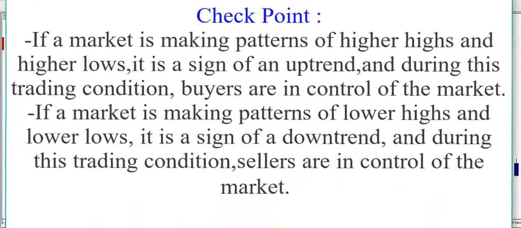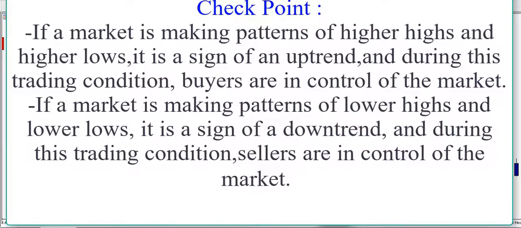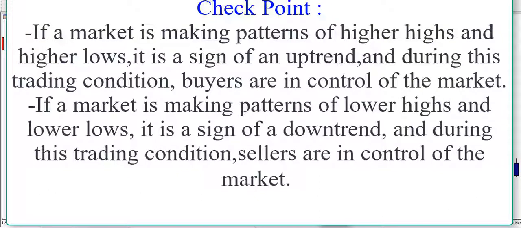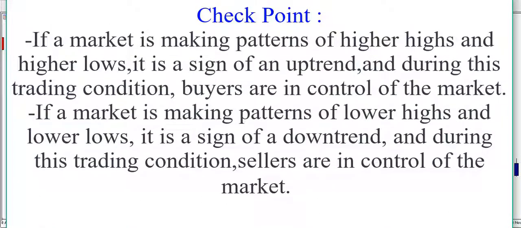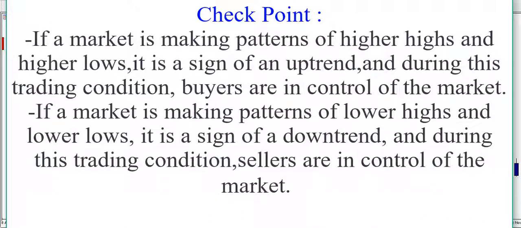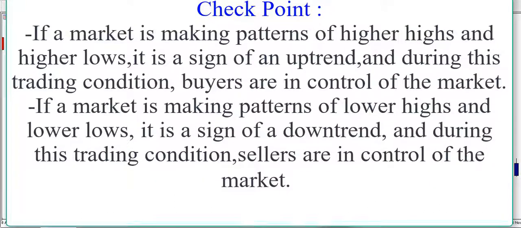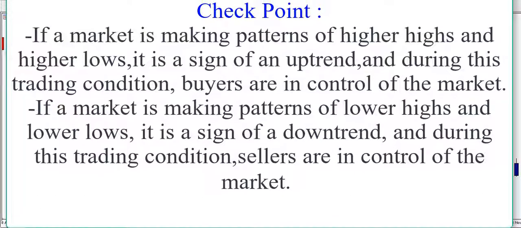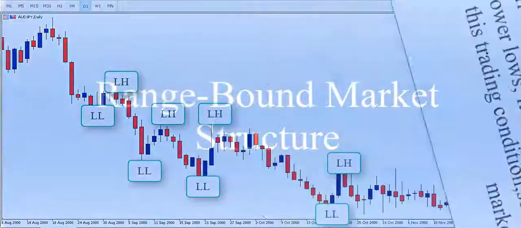So let's take this trading rule. If a market is making a pattern of higher highs and higher lows, it is then an uptrend. And in this trading condition, buyers are in control of the market. If a market is making a pattern of lower highs and lower lows, it is a downtrend. And in this trading condition, sellers are in control of the market.